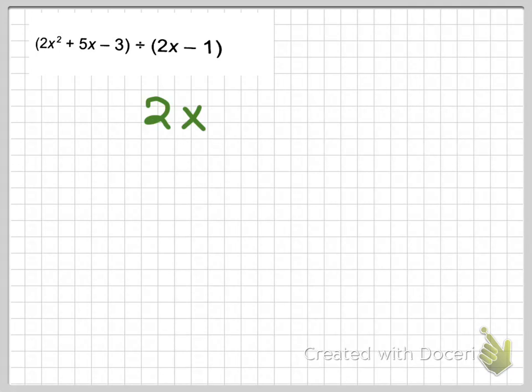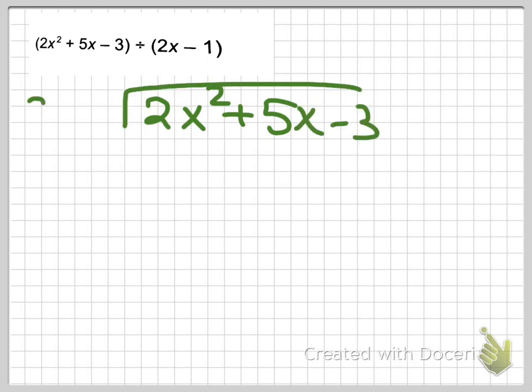Okay. So we're going to put our 2x squared plus 5x minus 3 underneath, and we're going to put our 2x minus 1 out here. Okay? So we ask ourselves, 2x times what gives me 2x squared? X.